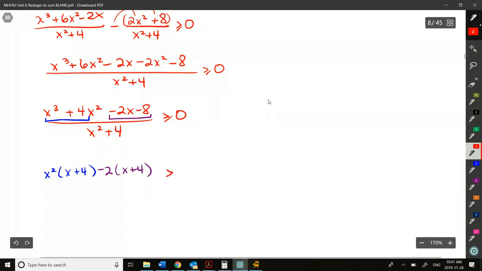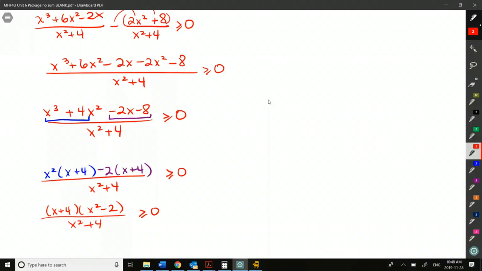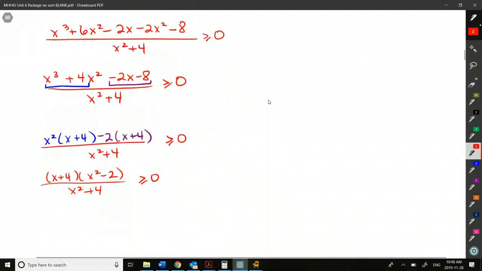So can I factor by grouping? Yes. And then we have x plus 4, x squared minus 2, over x squared plus 4. Now, x squared plus 4 is not factorable. Are there any two things that multiply to positive 4 and add to 0?